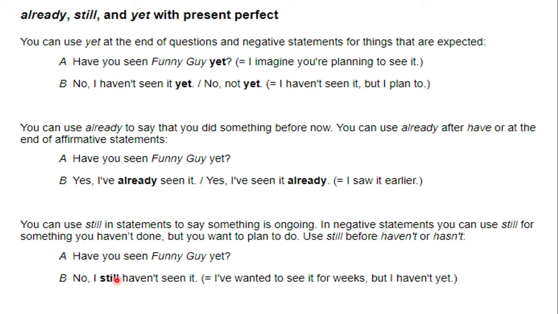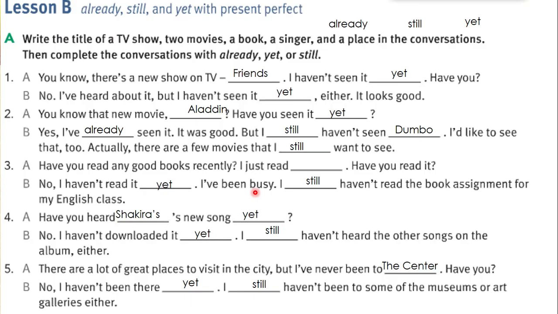Okay? Good. Let's continue. Already, still, and yet with the present perfect. So look, it says, you know there's a new show on TV, Friends. I haven't seen it yet. Okay? Negative sentence. Have you? No, I have heard about it, but I haven't seen it yet. Okay? Negative sentence goes at the end.